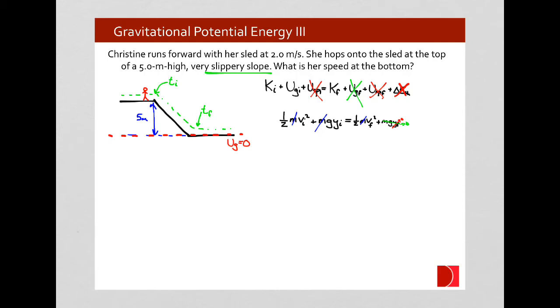We know that she initially is going at 2 meters per second. We're given that. And we know that she's initially 5 meters above the bottom of the slope. When she's at the top of the slope, she's 5 meters above the bottom of the slope. And we don't know the final velocity. That's what we're trying to find.